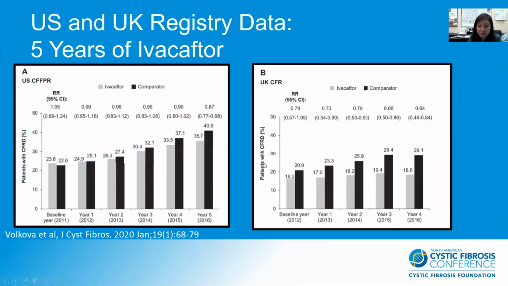And as more data has become available, with 5 years of follow-up, we see further details of subjects between baseline at 2011 and year 5 at 2016, indicating that the increase in CFRD patients went from 23.6% to 35.7%, versus an 18.3% increase in the comparator arm, so a lower increase in the percentage of patients with CFRD in ivacaftor treated versus the comparator group.